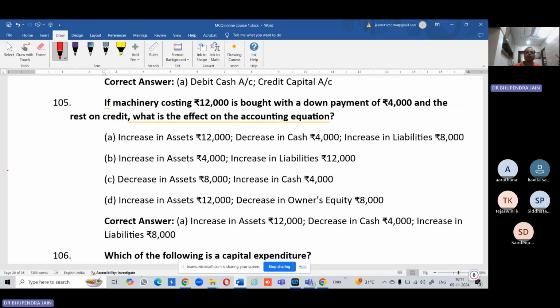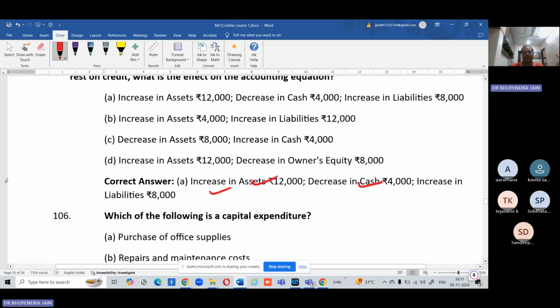If machinery costing rupees 12,000 is bought with a down payment of 4,000 and the rest on credit, what will be the effect? Same entry we have already done. We have already passed: assets increase, cash decrease, and liability increase. Same entry we have already passed.